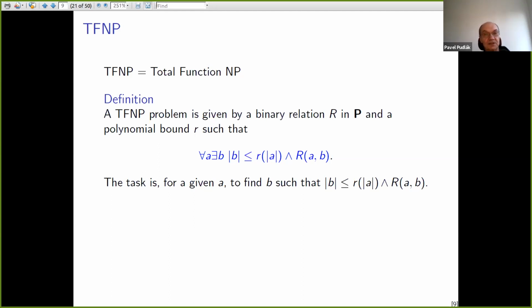The problem associated with this relation, which has this property, is to find, for a given a, a b such that it satisfies the relation. Now again, this condition is semantical. If you have a formula for R or a polynomial time algorithm computing this binary relation, you never know for sure that this defines a total function. So you have to prove it in some theory.